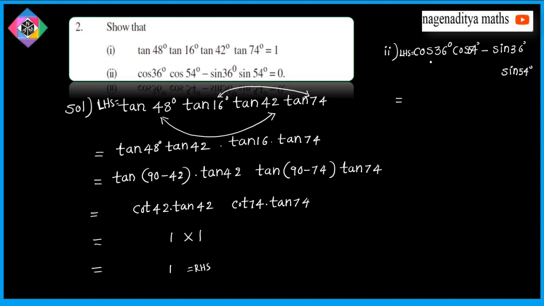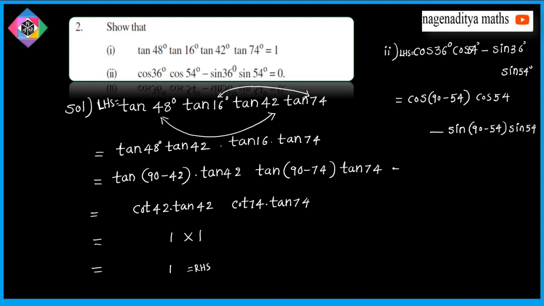How can we write cos 36? cos 36 can be written as cos of 90 minus 54, multiplied by cos 54. Minus, how can we write sin 36? sin of 90 minus 54 multiplied by sin of 54 degrees.